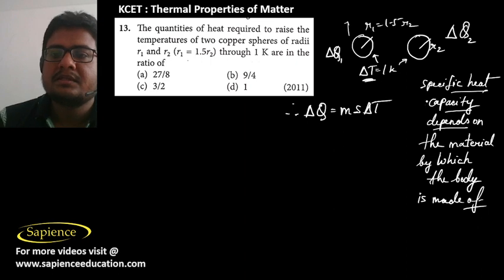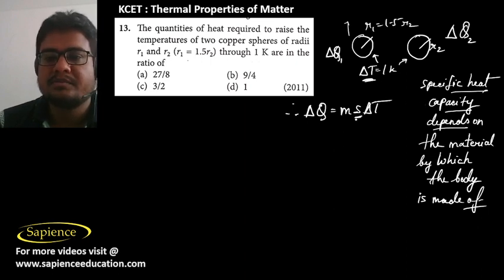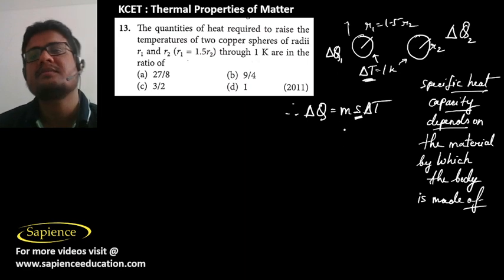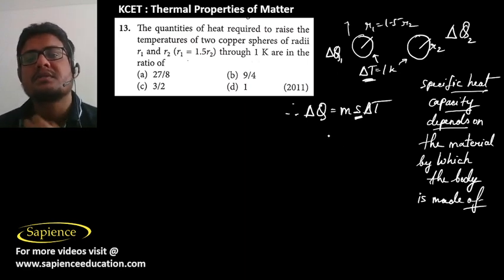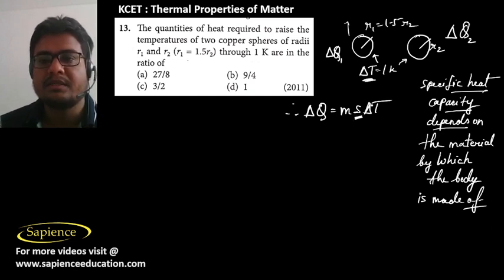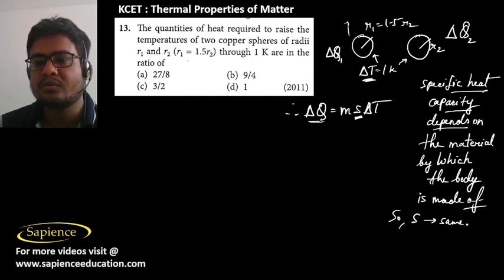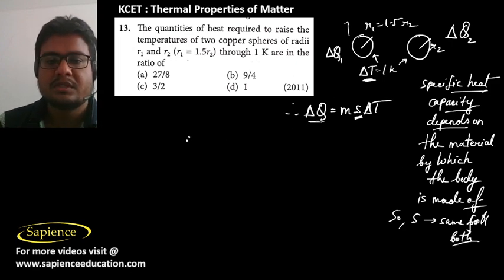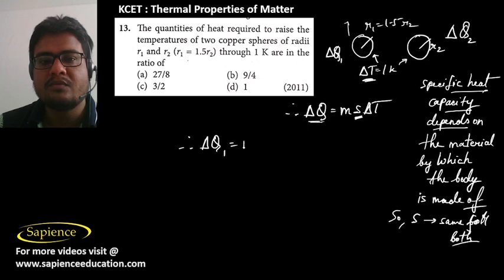So specific heat capacity, let that be S, and M is the mass of the body, and delta T is the rise in temperature, and delta Q is the amount of heat that is required to be supplied. So we can say that the specific heat capacity will be the same for both the spheres. So therefore delta Q1 will be equal to M1.